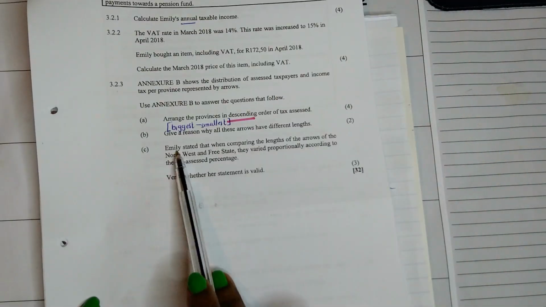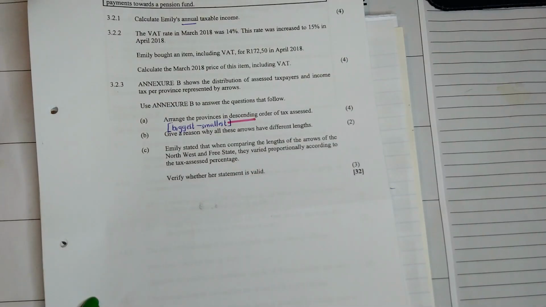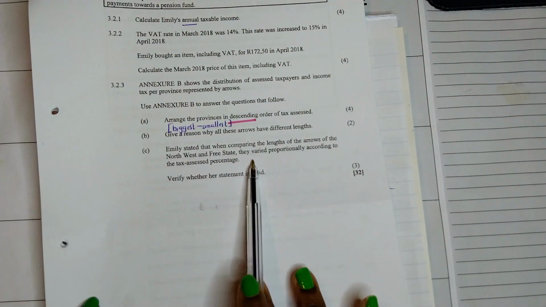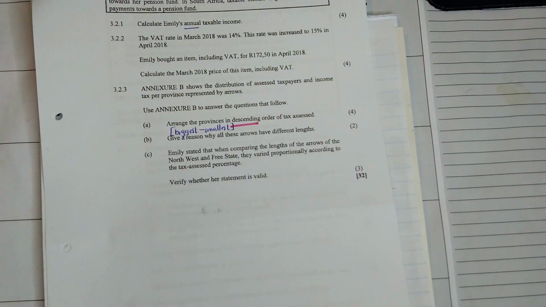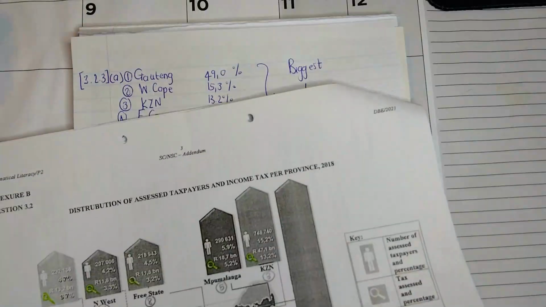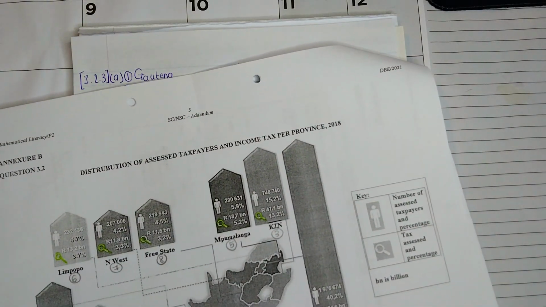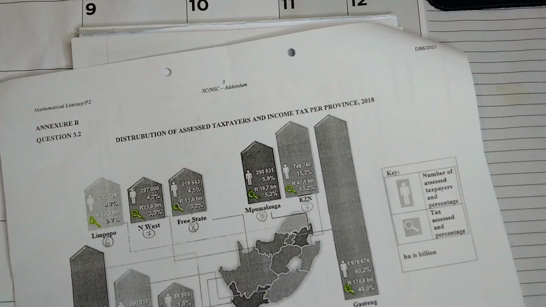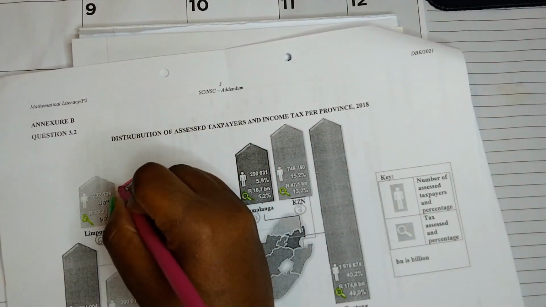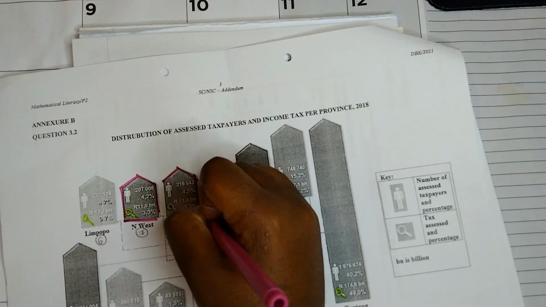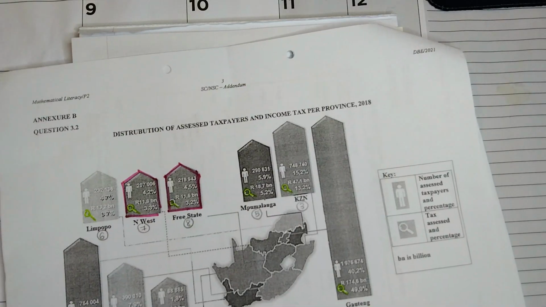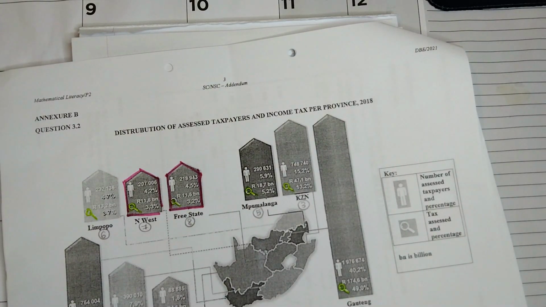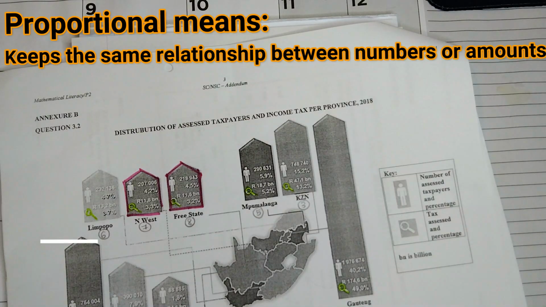And the last question: Emily stated that when comparing the lengths of the arrows of Northwest and Free State, they varied proportionally according to the tax assessed percentage. Verify whether her statement is valid. So Emily compared the lengths of the arrows of the Northwest and the Free State, so we are going to be looking at the Northwest arrow as well as the Free State arrow.